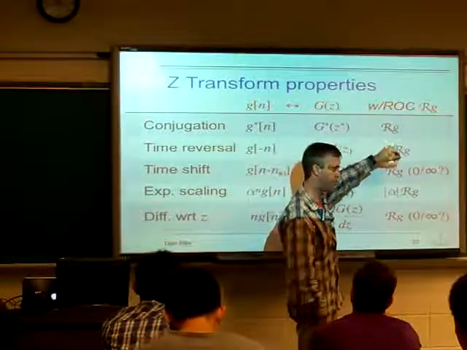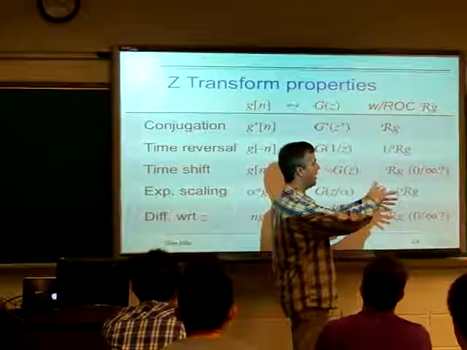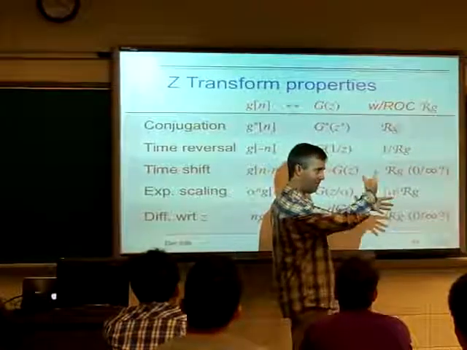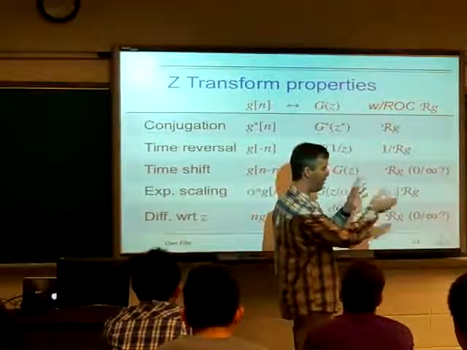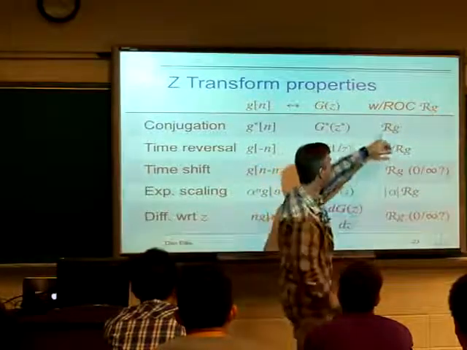And the region of convergence, because the region of convergence is always bounded by circular boundaries on the z-plane. When you conjugate them, they're the same region, so the region of convergence stays the same.